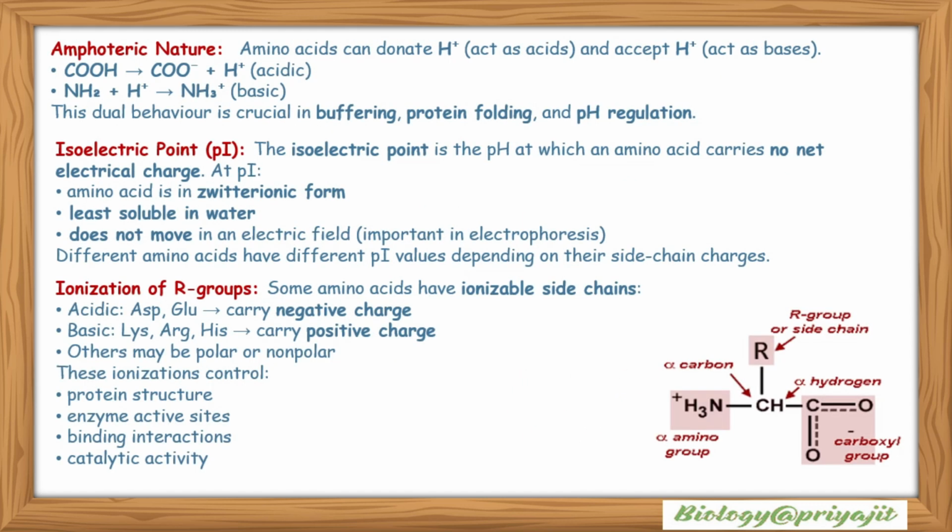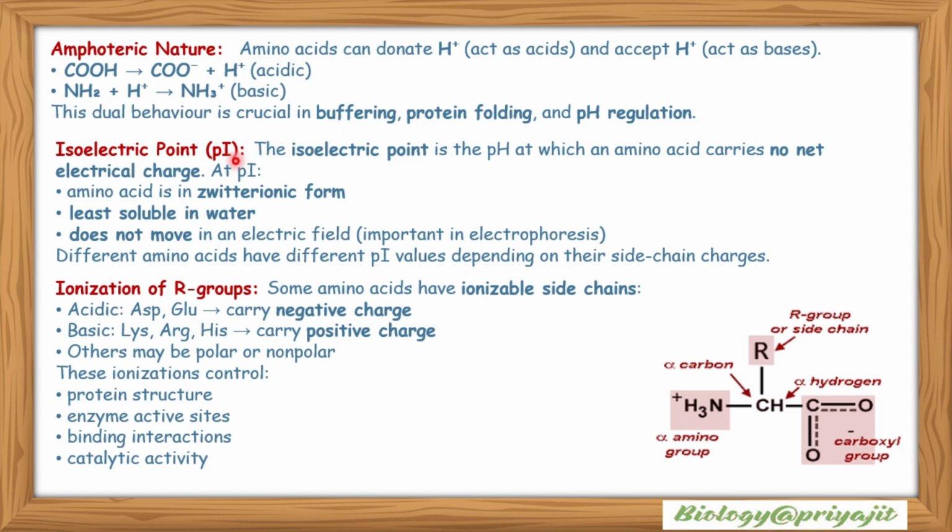Amphoteric nature: amino acids can donate H+ when they act as acids, and accept H+ when they act as bases. So COOH is in equilibrium with COO- plus H+, that is acidic, and NH2 plus H+ is in equilibrium with NH3+, that is basic. This dual behavior is crucial in buffering, protein folding, and pH regulation.